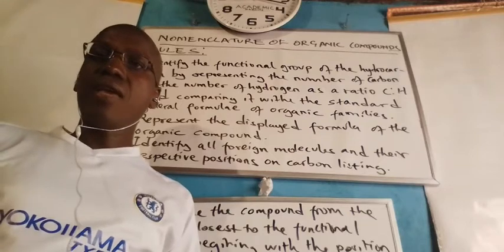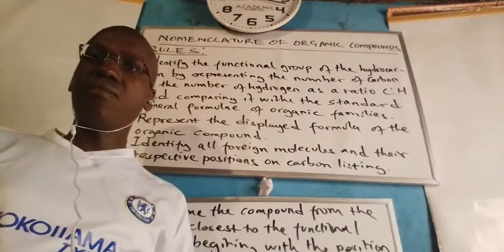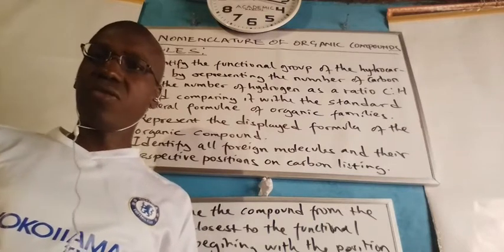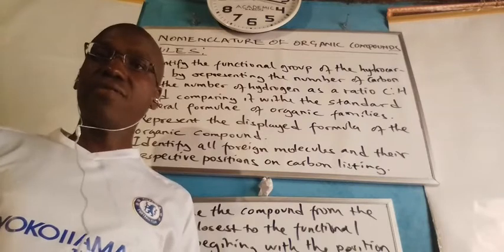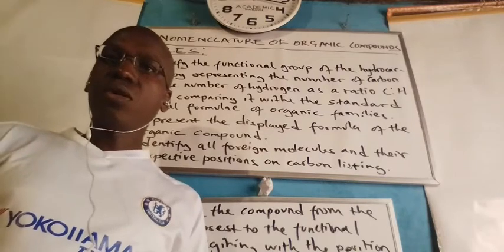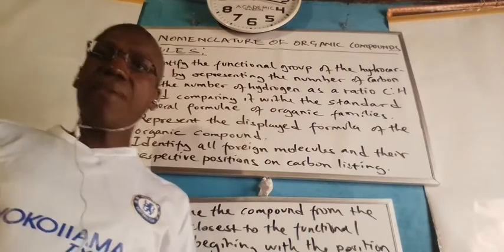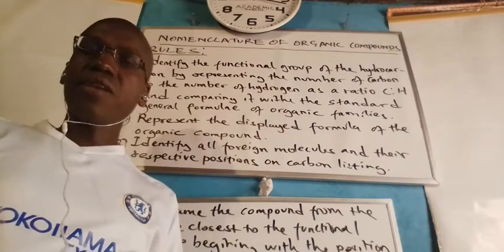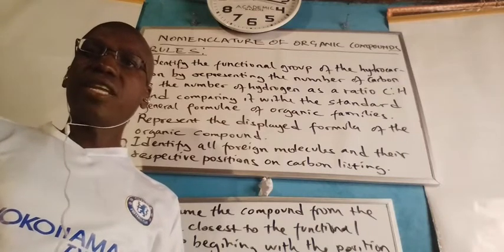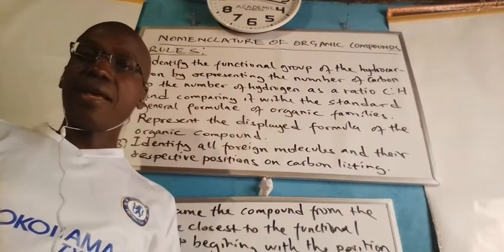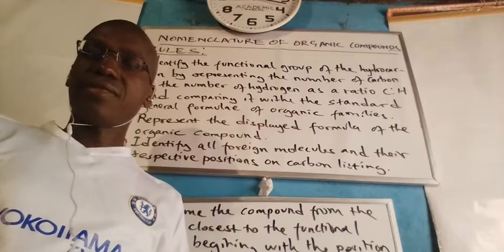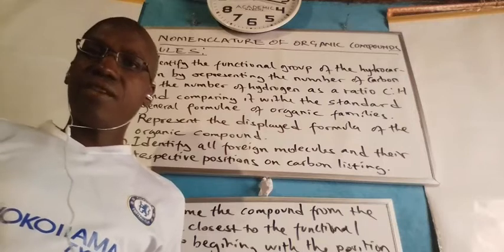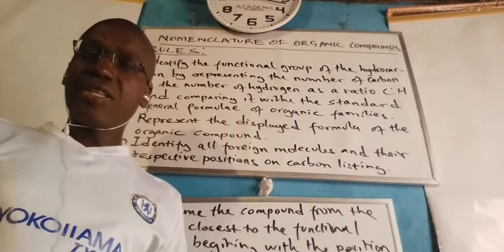Number 1, before naming any organic molecule, it is of essence that you should identify the functional group. However, in order to identify the functional group, you need to determine the ratio of the number of carbons to the number of hydrogens present in that compound, then compare it with the general standard formulae of the homologous series. In this case, if we have CnH2n+2, that will be alkane. If we have CnH2n, that will be alkene, and so forth.